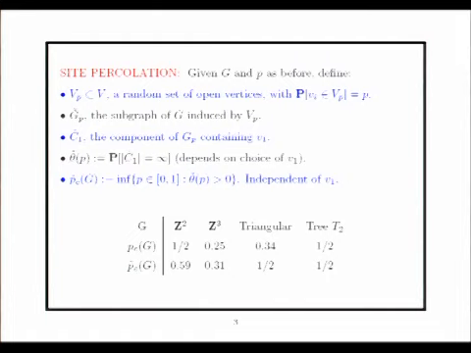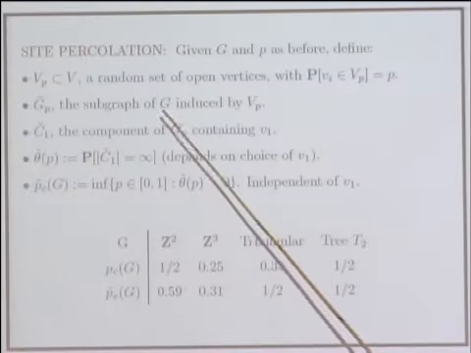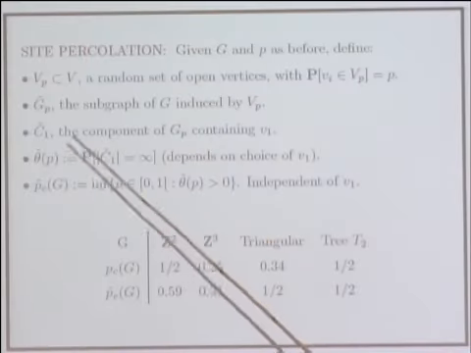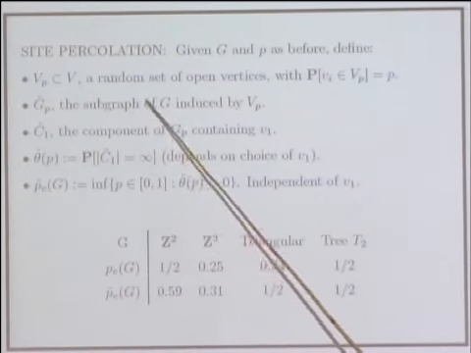Okay, or we could do the same thing with site percolation. So we're retaining or throwing away each vertex rather than each edge. Apart from that, it's the same story. So hopefully I've managed to change all the E's to V's by now in this slide. That's one of the reasons I was late, was changing things like that.